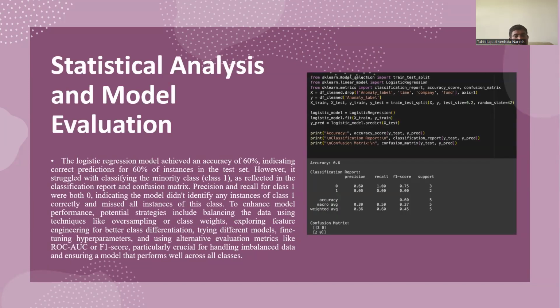To enhance model performance, potential strategies include balancing the data using techniques like oversampling or class weights, exploring feature engineering for better class differentiation, trying different models, fine-tuning hyperparameters, and using alternative evaluation metrics like ROC or F1 score, particularly crucial for handling imbalanced data and ensuring a model that performs well across all classes. Next slide.